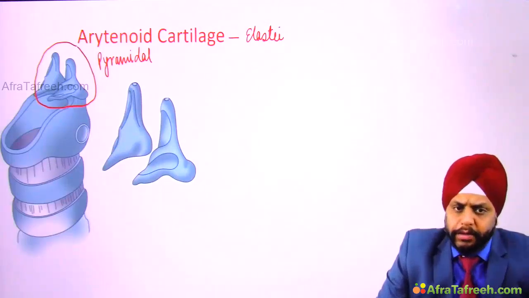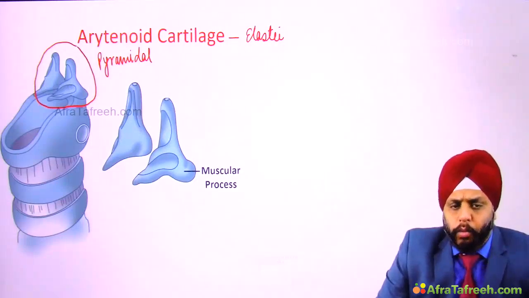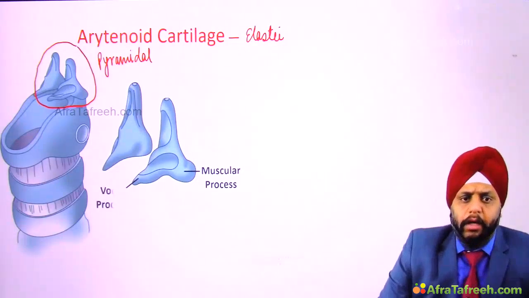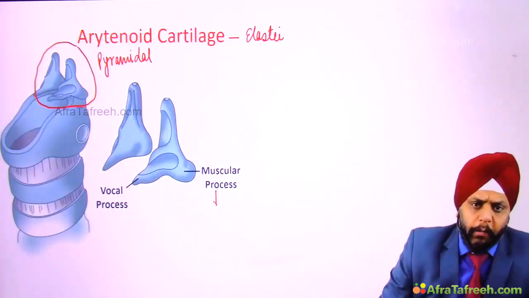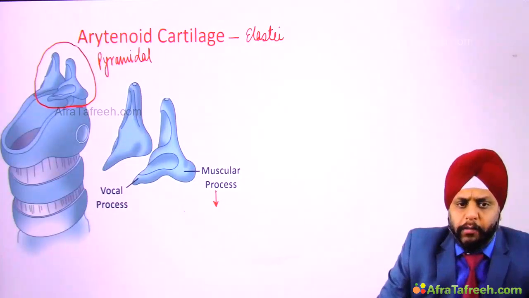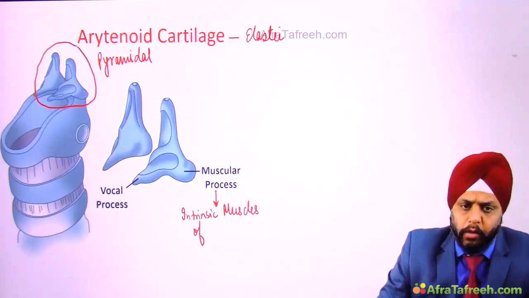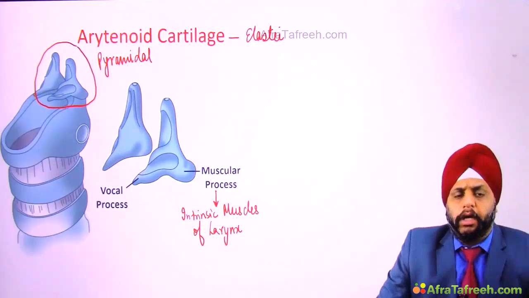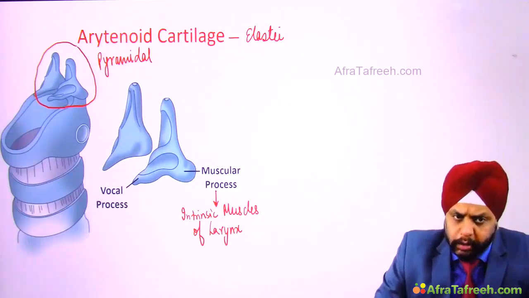Now what can we see on these cartilages? We can see that there are two processes on this cartilage. One is the muscular process and the other is the vocal process. Now this muscular process gives attachment to intrinsic muscles of the larynx, right? So most of the intrinsic muscles, I said most, not all, of the larynx are attached to the muscular process of the arytenoid cartilage.